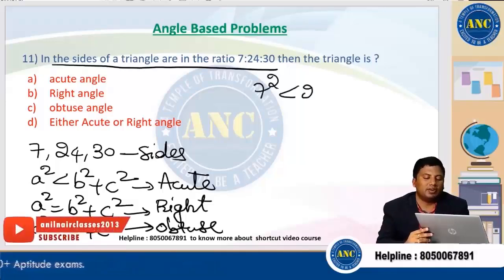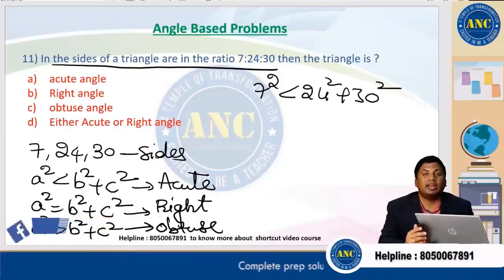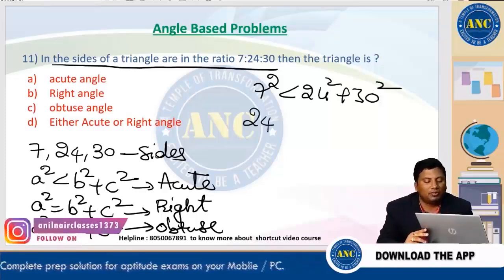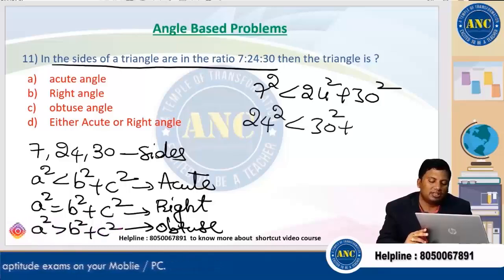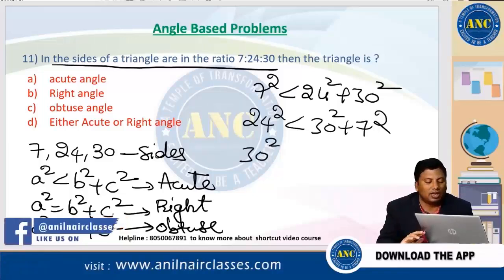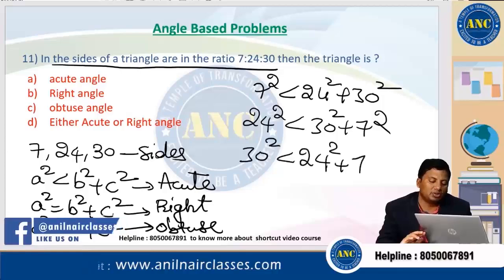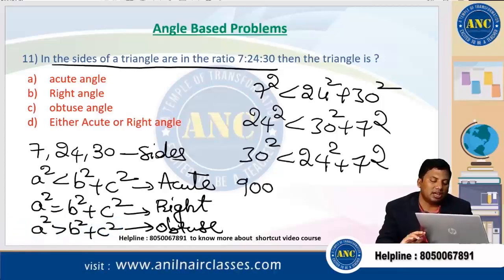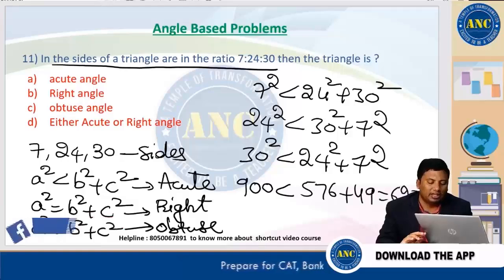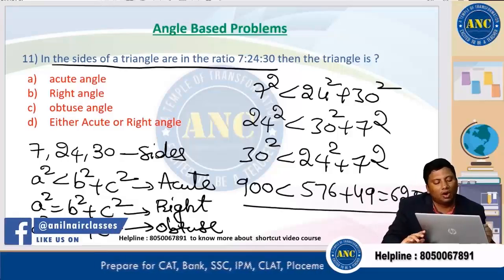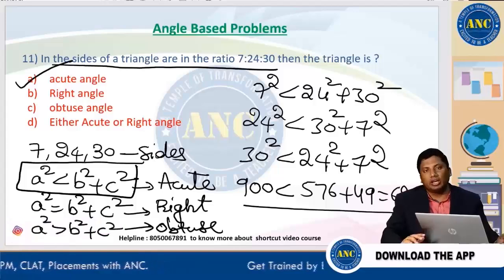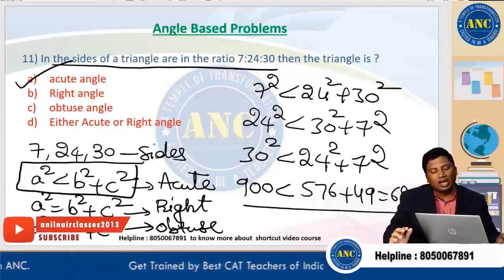7 square is less than 24 square plus 30 square. 7 square anyway is less than 24 square. If I add a positive value, still it will be less only. 24 square is less than 30 square plus 7 square. 24 square is anyway less than 30 square. So second is also. 30 square is less than 24 square plus 7 square. 30 square is 900, 24 square plus 7 square is 576 plus 49, which is 625. Is 900 less than 625? No, it is not. All the cases A square is less than B square plus C square. So the answer for this question is acute angled triangle.